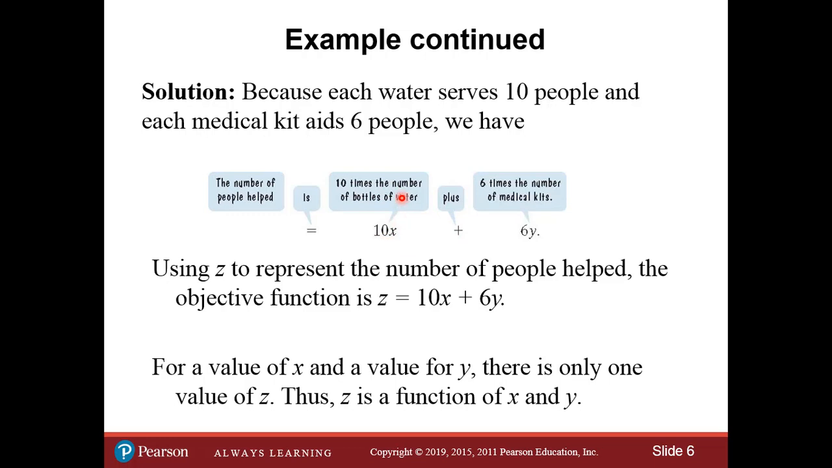If we put this together, we can write our objective function as 10x, which is the number of people that can be helped with the bottles of water, plus 6y, which is the number of people that can be helped by the medical kits. We want to find what combination of x and y will make this number the greatest. This is our objective function, the function we need to either minimize or maximize, and in this case, we want to maximize it.